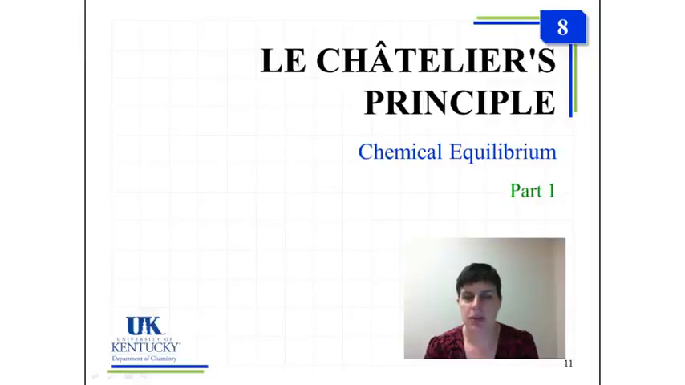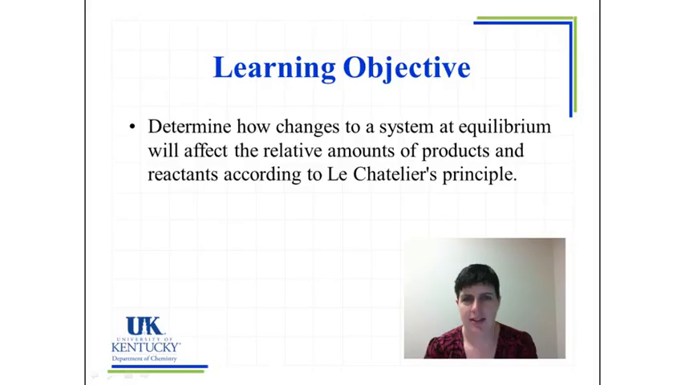In this module, we will explore Le Chatelier's principle and how it affects the system at chemical equilibrium. Because there are many examples to look at, we will divide this into two parts. Our objective of this unit is to understand the concept of Le Chatelier's principle and to be able to predict how different changes will affect a system at chemical equilibrium.